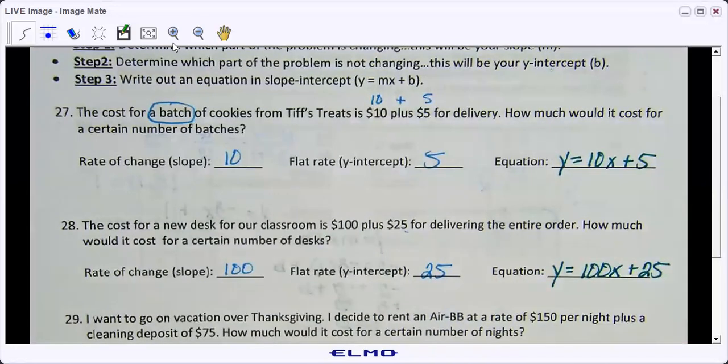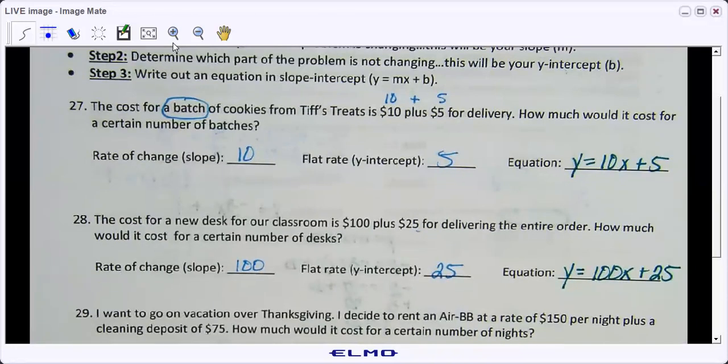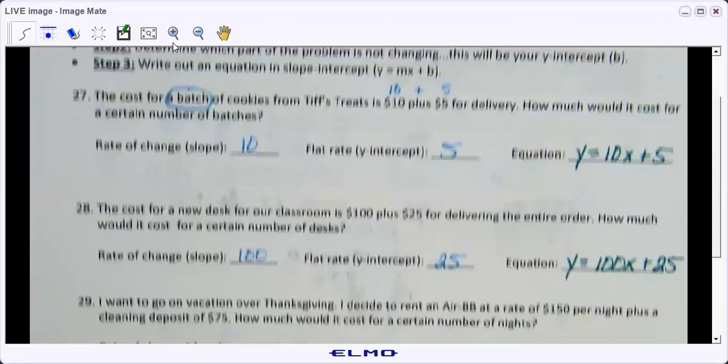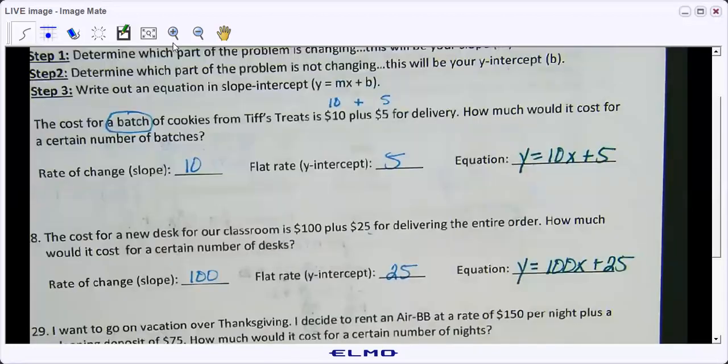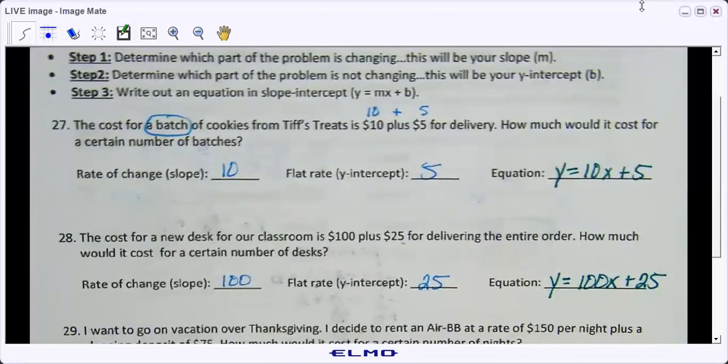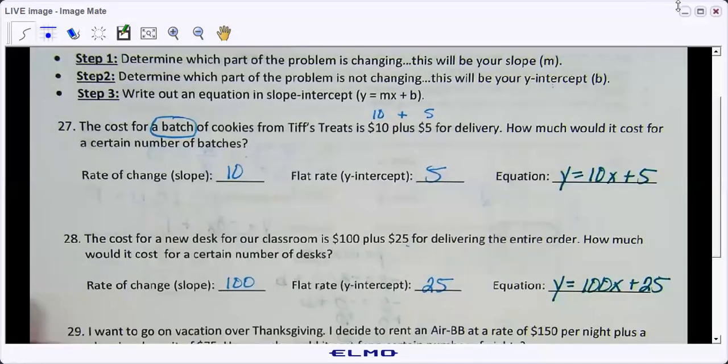Light started to dim. Okay, I would like for you to try 29 and 30 on your own. And then we'll come back and check it. So go ahead and pause the video. Okay, I'm going to go ahead and show you the answers to 29 and 30. If you're not ready, pause the video.